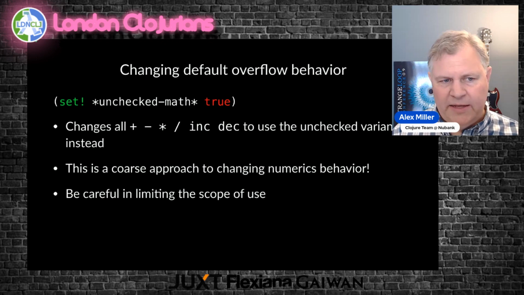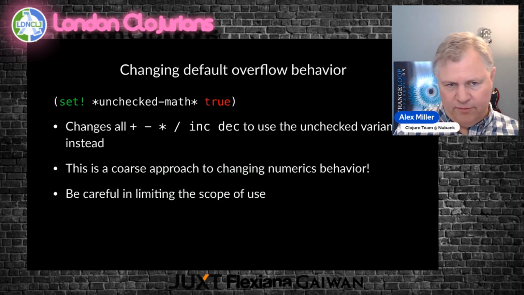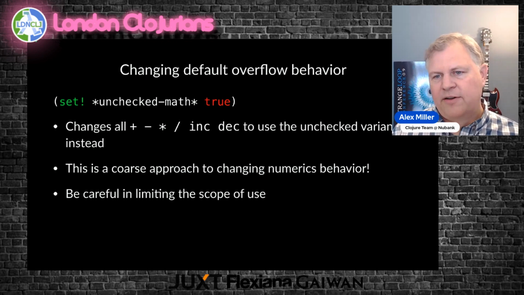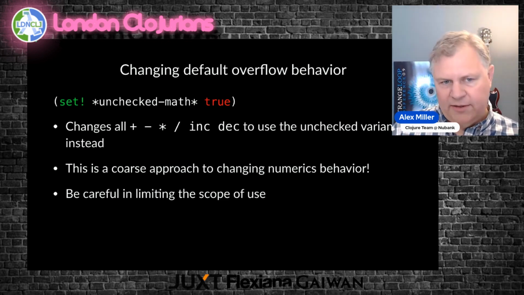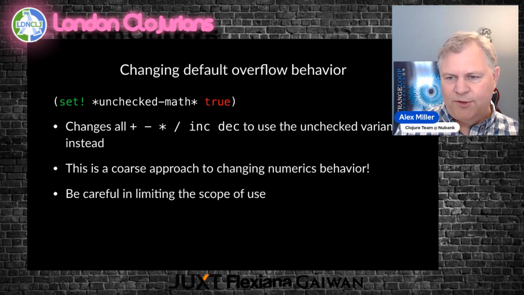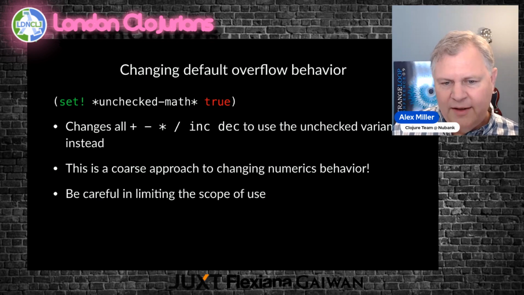And this basically means that when that dynamic variable is bound to true, all of the invocations of plus, minus, times, etc., instead use unchecked add, unchecked minus, unchecked multiply, etc. This is a coarse approach to changing numerics. It's not visible at the point where you make the call. It's only visible from the scope of the dynamic variable. So it's easy to shoot yourself in the foot doing this.